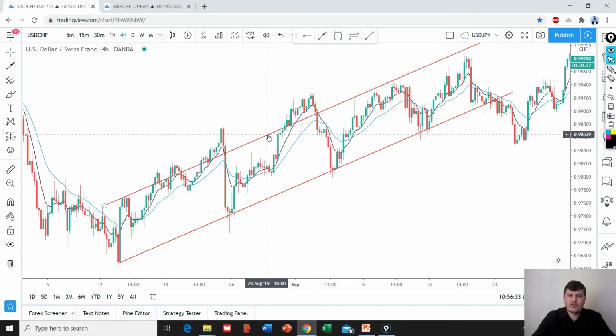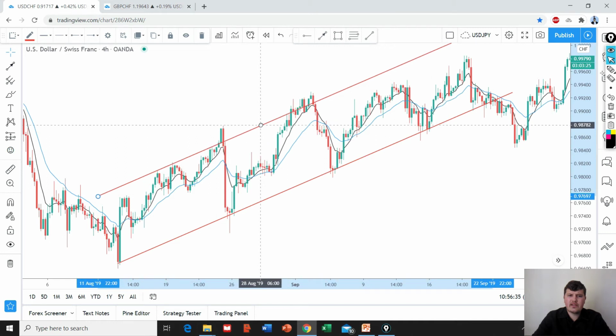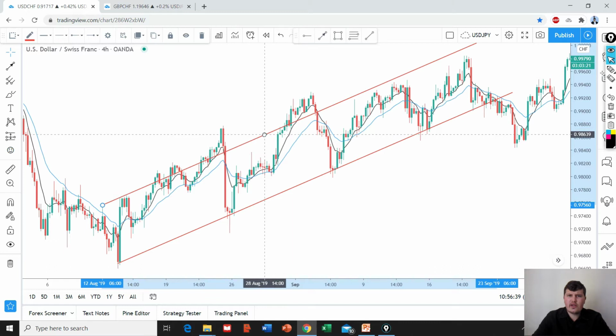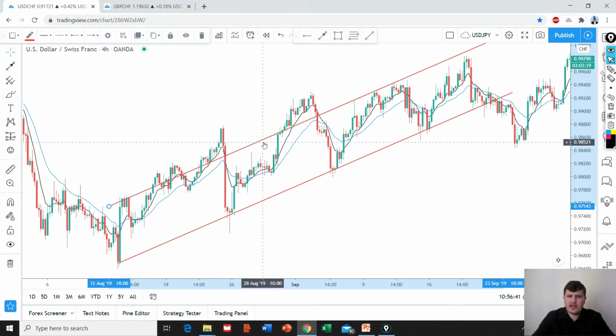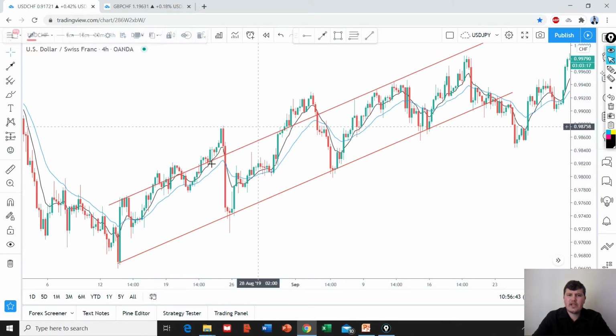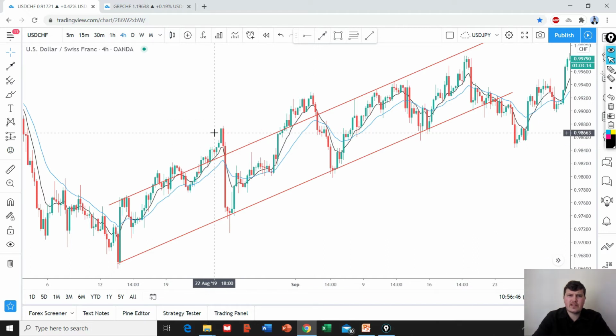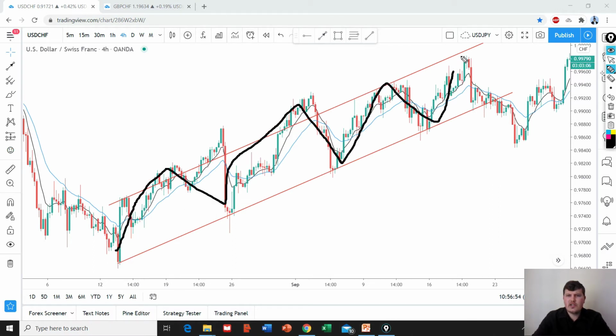You could draw your channel a bit like this upward. Also, there's no 100% correct way to do it, but I just like to connect as many of these peaks as I can, and this is just to visually give me an indication that price is ranging inside of this bullish channel.